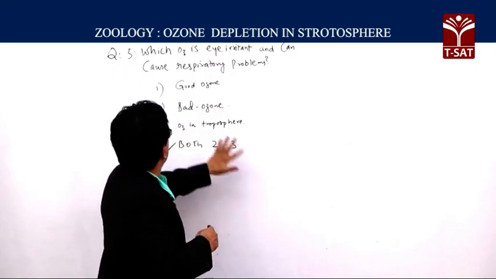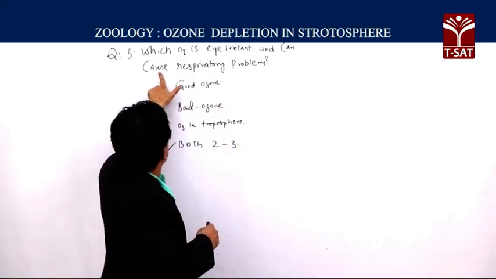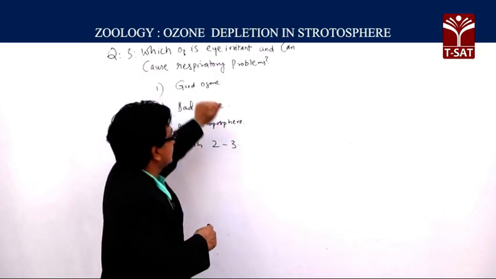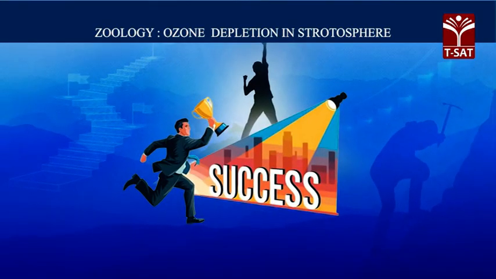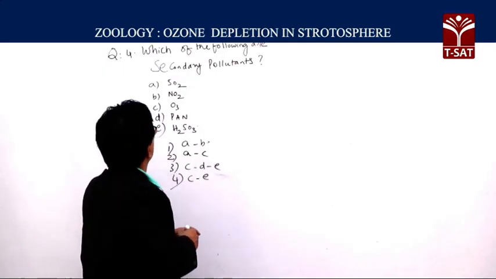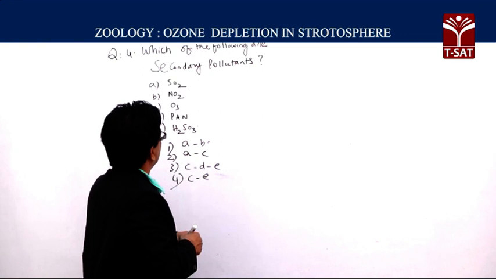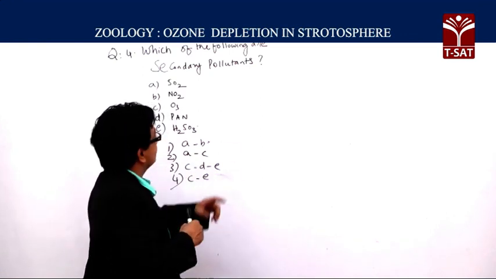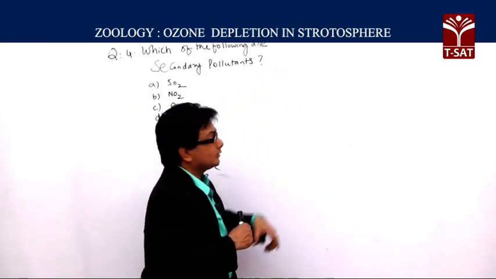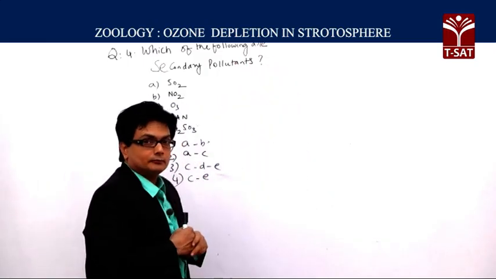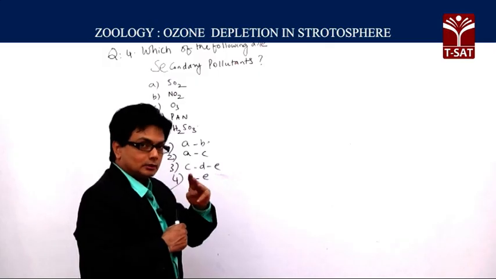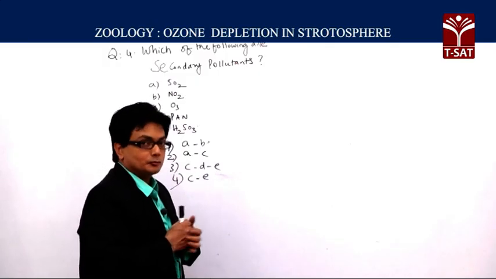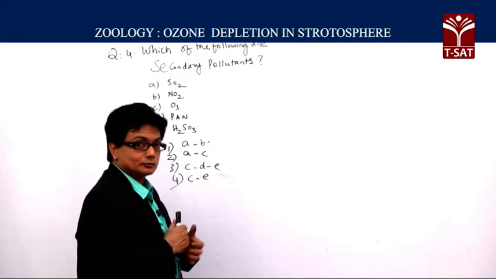So both 2 and 3, that is, bad ozone in the troposphere acts as an eye irritant and can cause respiratory problems. Question number 4. Which of the following are secondary pollutants? See, when you read such questions, see the word 'are' is already mentioned. So 2 or 3 or maybe all the 4 options can be correct because the plural is used.